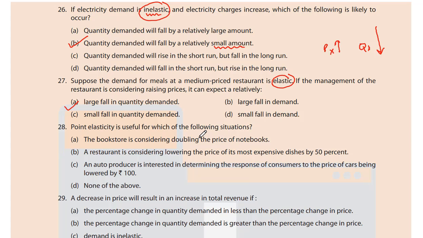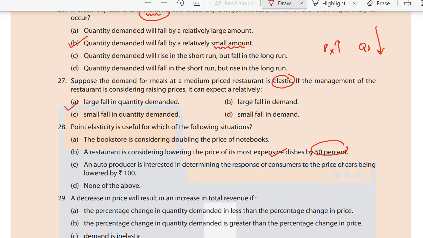Point elasticity is useful for which of the following situations? A. The bookstore is considering doubling the price of the notebook. B. A restaurant is considering lowering the price of its most expensive dishes by 50%. C. An auto producer is interested in determining the response of consumers to the price of cars being lowered by 100 rupees. And D. none of the above. Over here, if you could see, the answer is C.